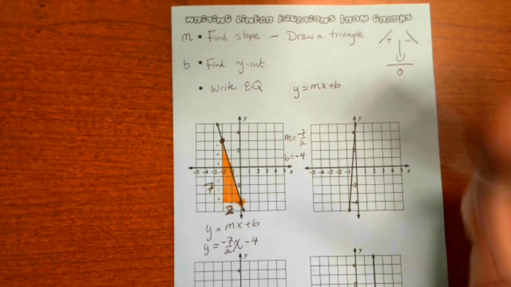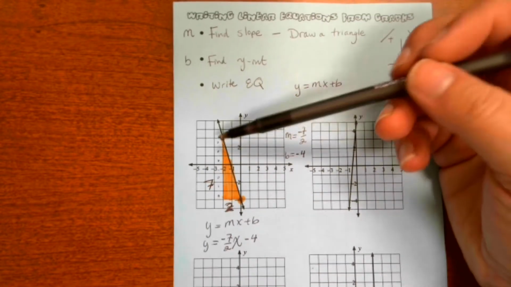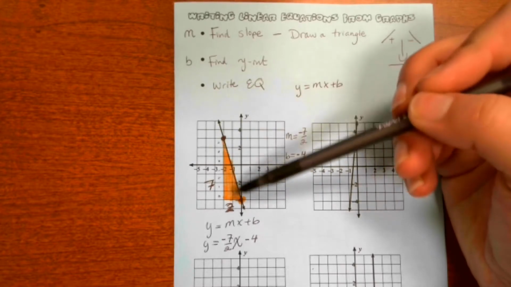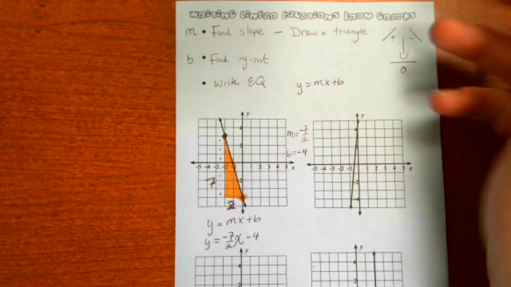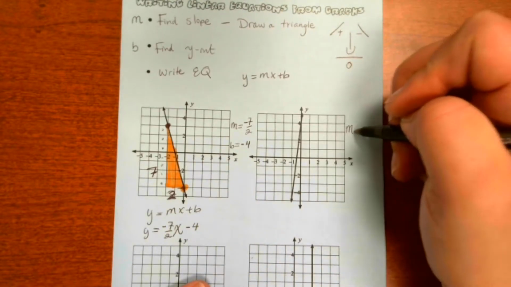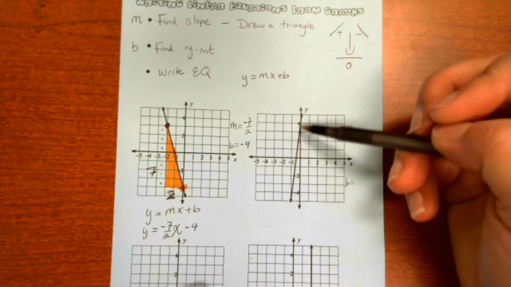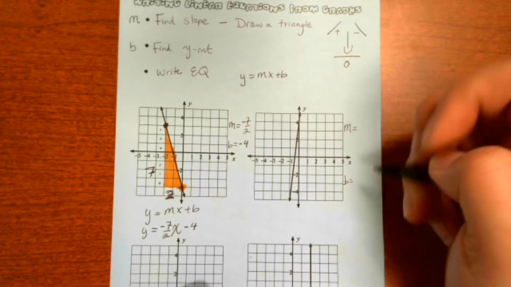I'm all done. Now how can we check this? Really simple way is to put it in your calculator and make sure it goes through the same 2 points. Okay. My y-intercept is +4.